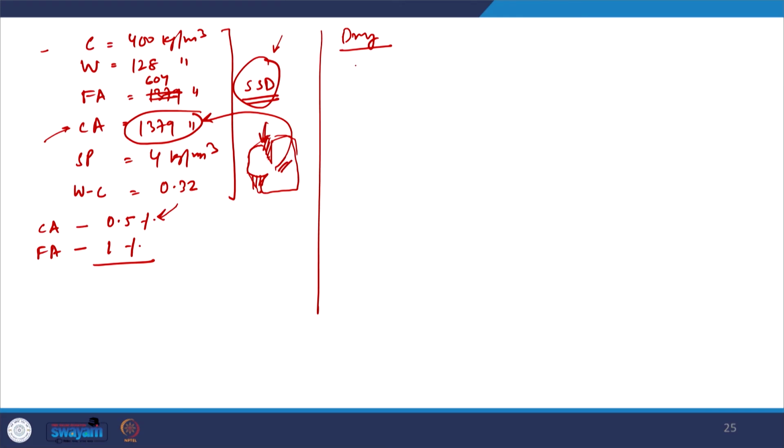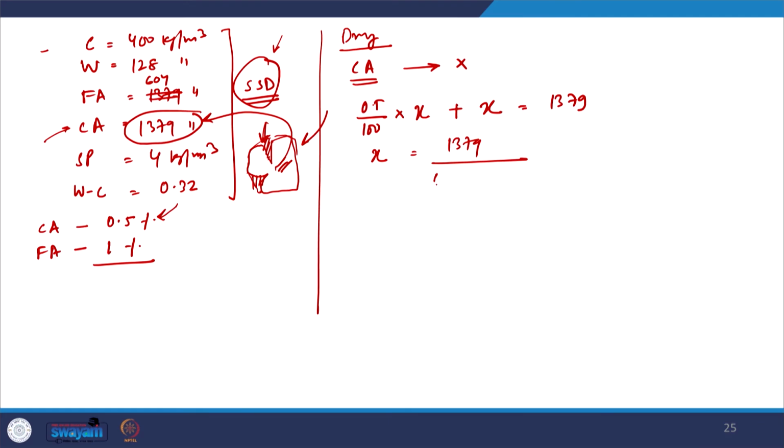Let us say we are trying to find out for coarse aggregate, and the dry weight is x. So, what does this actually mean? That 0.5 by 100 into x, plus the dry weight itself, should be equal to the weight with water, 1379. So, if I want to calculate the dry weight, this is equal to 1379 divided by (0.5 by 100 plus 1). This gives us the value as approximately 1372 kgs per meter cube.